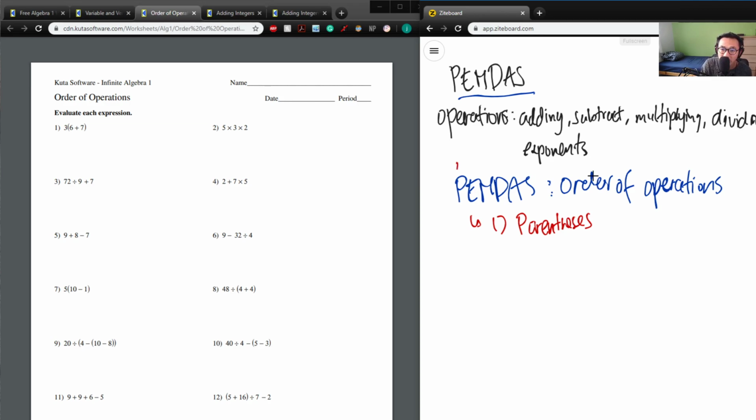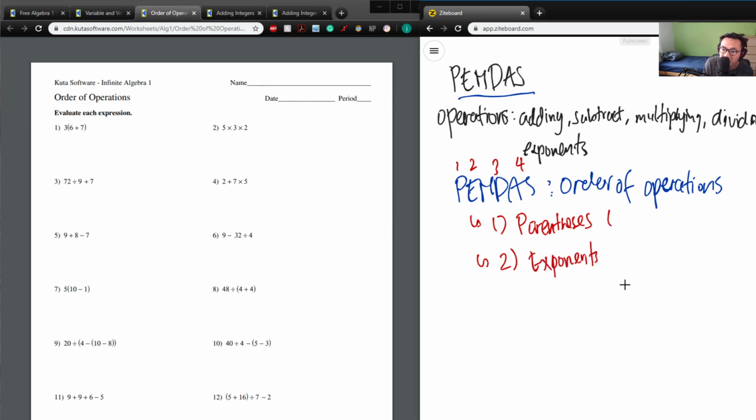So P here is 1, E is 2, this is 3, and this is 4. I'll show you about these numbers first. Again, 1 here is parenthesis. We do parenthesis first, always, in order of operations. The next priority is E, which is exponents. Exponents like powers or square roots, for example, you might be somewhat familiar with. We're going to do those next.